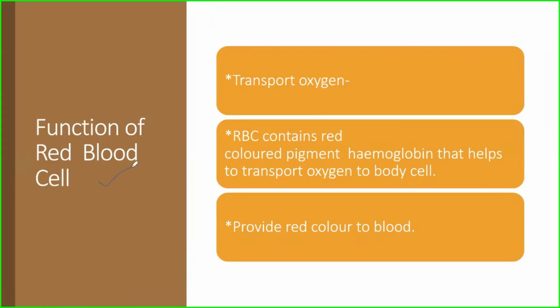Here is the function of red blood cells. Red blood cells transport oxygen to the body cells. RBCs contain a red color pigment called hemoglobin that helps to transport oxygen to the body cells. Oxygen combines with hemoglobin to form oxyhemoglobin, and this oxygen is transported to the body cells. This red color pigment provides red color to the blood.